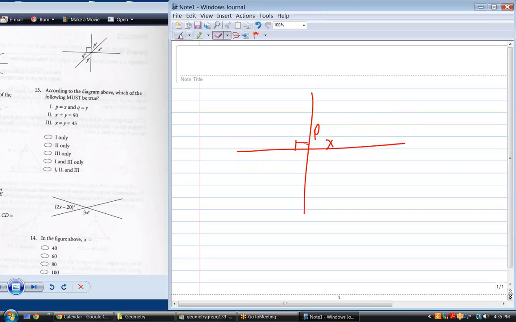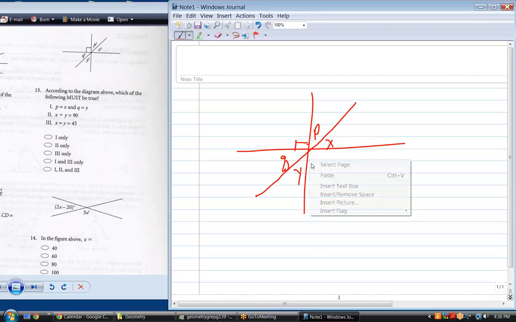How about number 2? Is x plus y equal to 90 degrees? Yes, because we know that angle has to be 90, and these 3 angles have to total 180. So x plus y does have to be equal to 90. And once again, does 3 have to be correct? No, and I can show that real easily.